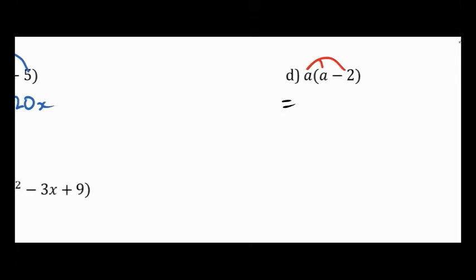Okay, so hopefully you got something like this. A times A is A squared. A lot of people are dropping the A in the second one and doing something like this. But when I did A times negative 2, A doesn't disappear. It doesn't become A squared, but it doesn't disappear. We have to keep it.